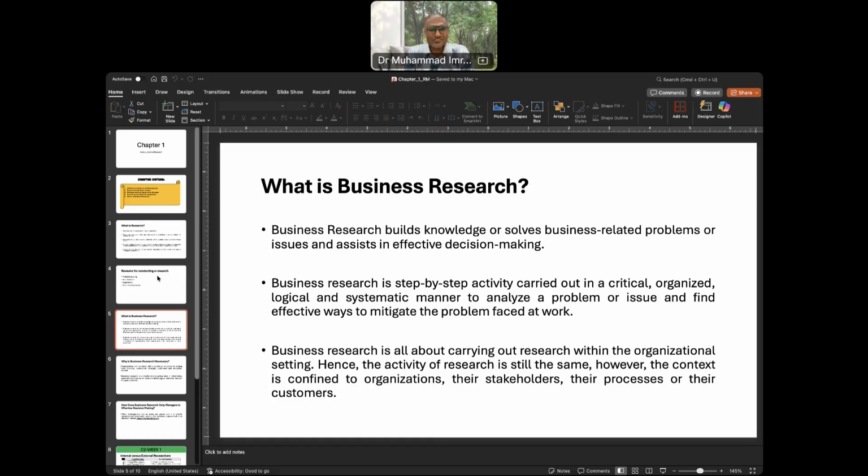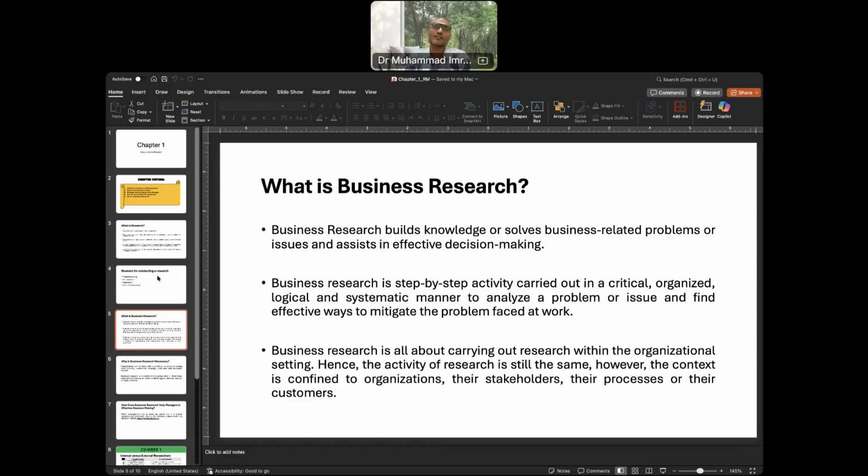What is an organization? Do you know the definition of organization? The place where we can work. The place where we are operating our business, that is called an organization. In the simplest definition, you can find multiple definitions, by the way; different authors, different definitions. Hence, the activity of research is still the same. However, the context is confined to the organization, their stakeholders, their process, their customers.